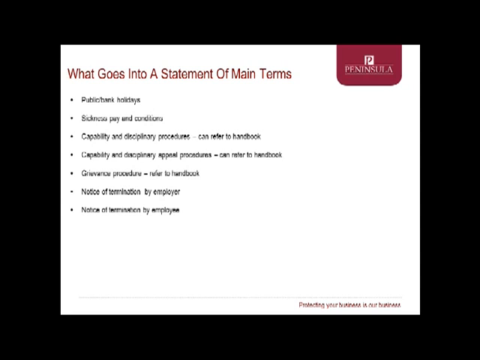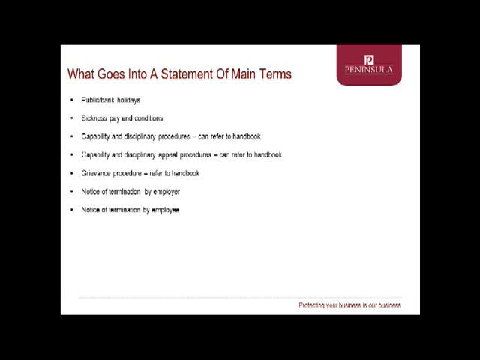It would also mention in the statement of main terms the notice of termination to be given by the employer, and usually under 1 month's service it's nil. 1 month but less than 2 years' service is usually a week. 2 years' service or more is 1 week for each completed year of service, to a maximum of 12 weeks after 12 years. And then it will mention notice of termination to be given by the employee, and then, as I said, the pension and pension scheme.